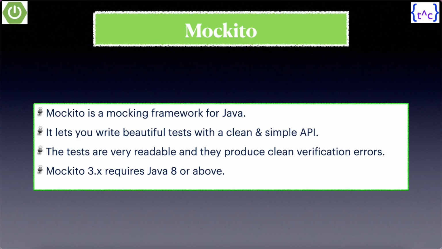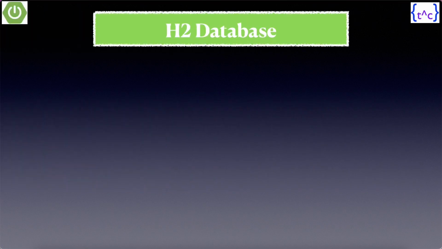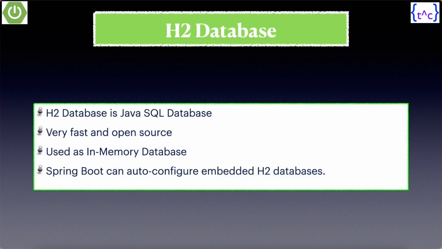We'll shortly see how to include these dependencies in our Spring Boot project. The next is the H2 database, which is an in-memory database. It is a Java SQL in-memory database, and it is very, very fast and open source. Spring Boot can auto-configure embedded H2 databases. When we say embedded, it comes embedded with Spring Boot. We just need to include its dependency and we'll be good to go.